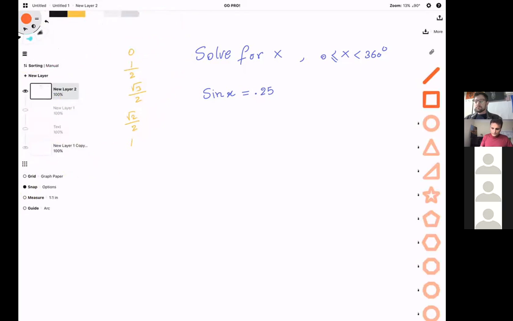Good. 0.25 is 1/4, so it's not listed here. So what should we do? We are using a calculator, correct? When you see a question like this, there are some hints. They don't ask you to find the exact. When you don't see the word exact, that means we should rely on the calculator.